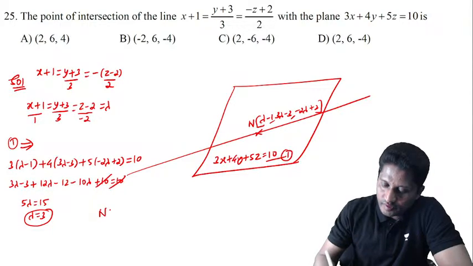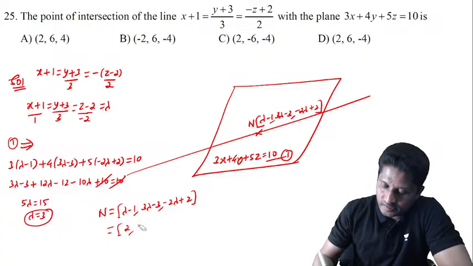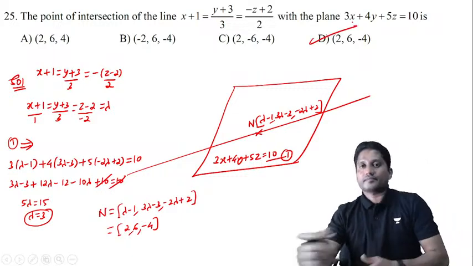Now this N will be equal to lambda minus 1, 3 lambda minus 3, minus 2 lambda plus 2. So this is 2, this will be 3 threes are 9, right? 9 minus 3 is 6. 6 and then minus 6 plus 2 will be minus 4. 2, 6, minus 4, answer is option D.